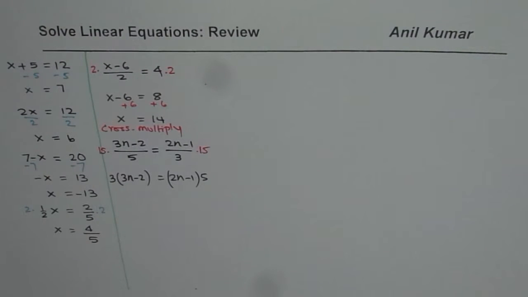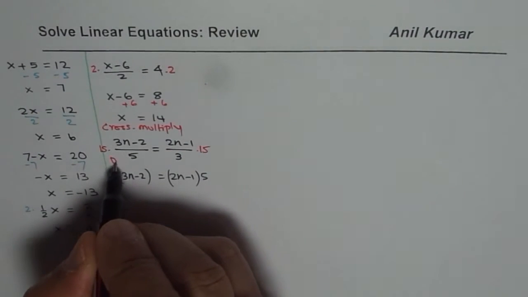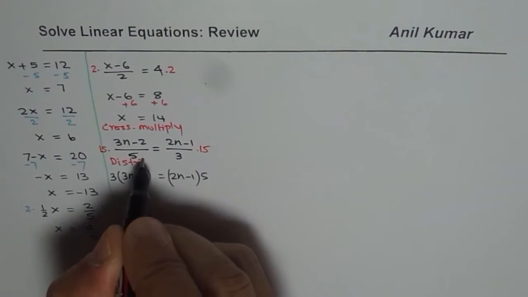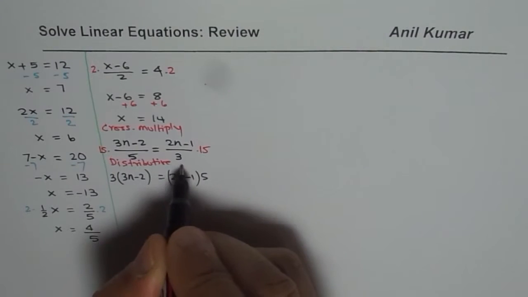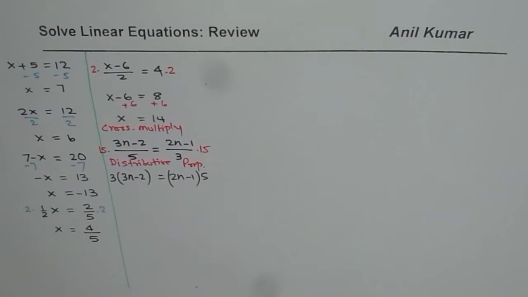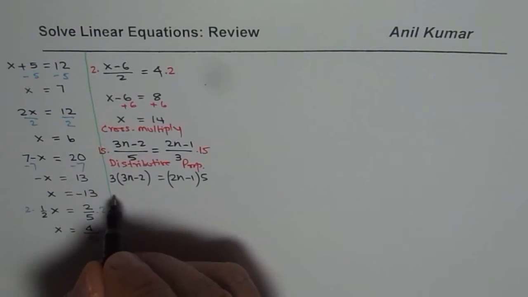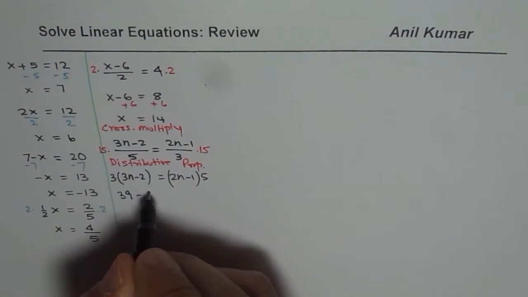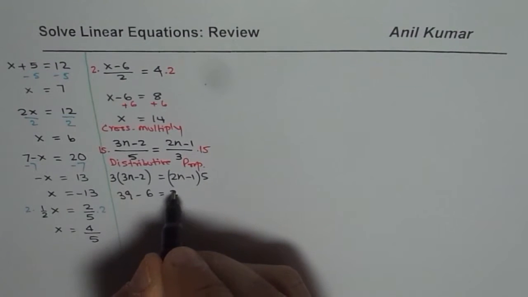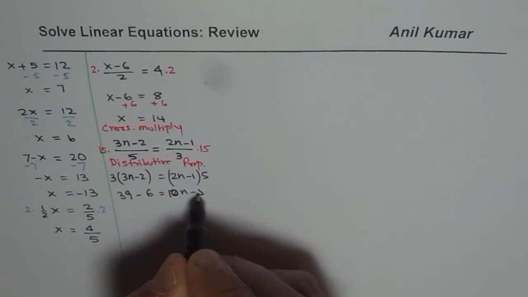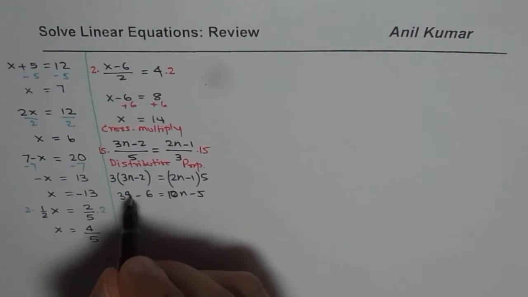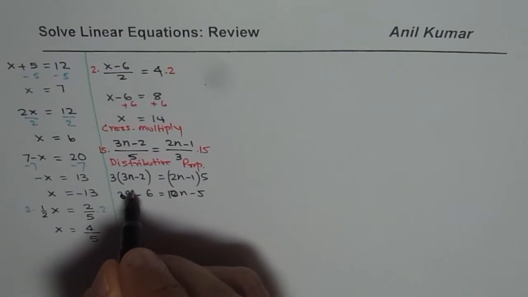And we have learned the distributive property, correct? So we can apply the distributive property to expand and simplify. 3 times 3 is 9n, minus 3 times 2 is 6, 5 times 2 is 10n, minus 5.